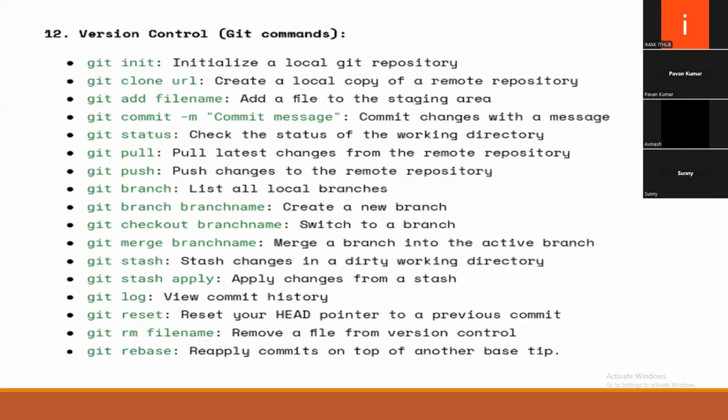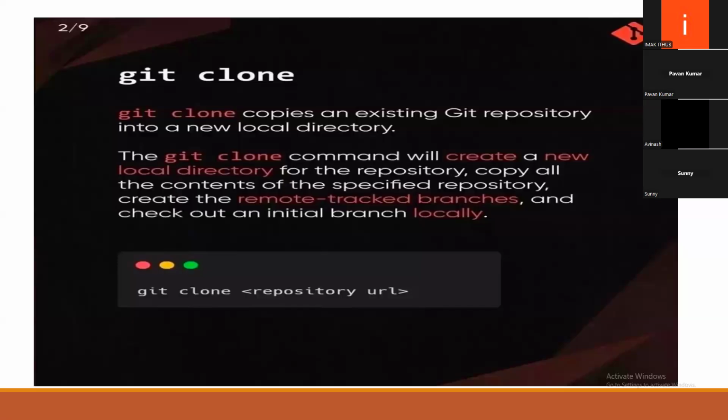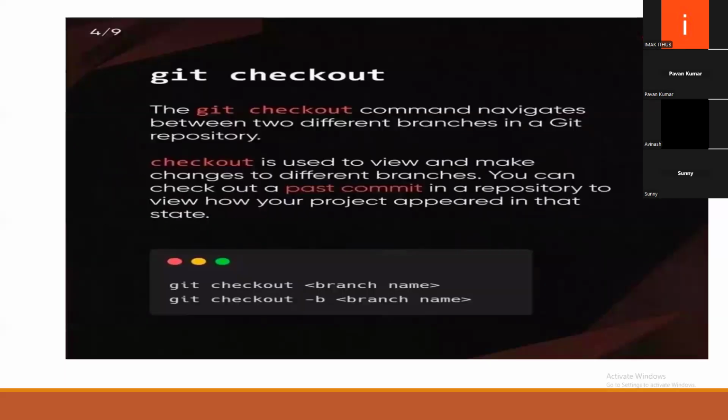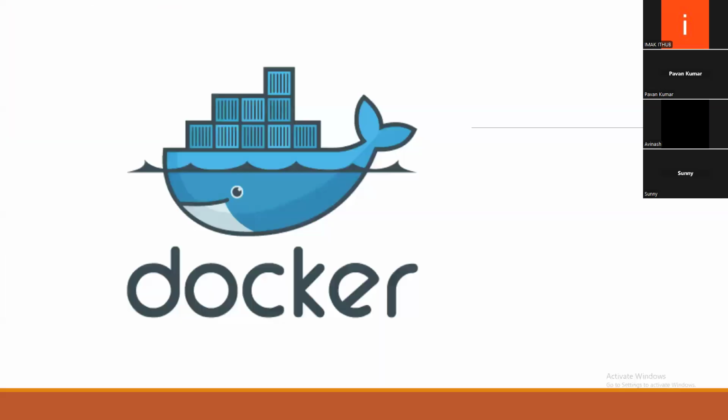So version control, git commands: git init, git clone URL, git add, git commit, git status, git pull, git push, git branch branch name, git checkout branch name, git merge branch name, git stash apply, git reset, git log, git rm file name, git rebase. So git revert creates a new commit. So we'll give you guys: git clone, git pull, git checkout, git add, git commit, git push, git branch.